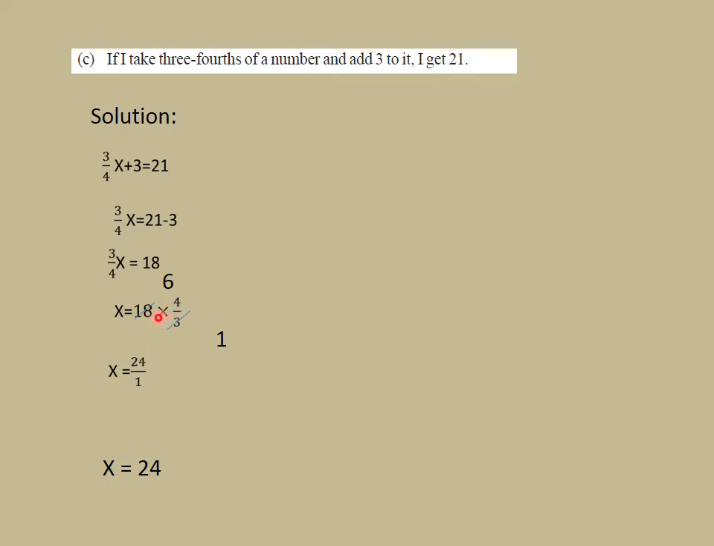So clearly 18 is in the numerator and 3 is in the denominator, so they can cancel each other. When you have the same number in the numerator and denominator, you can cancel them. 3 sixes are 18, so 6 times it goes into 18. 6 fours are 24, because 6 is in the numerator and 1 is in the denominator. So 6 fours are 24 upon 1. So x is equal to 24 is the answer. Okay.